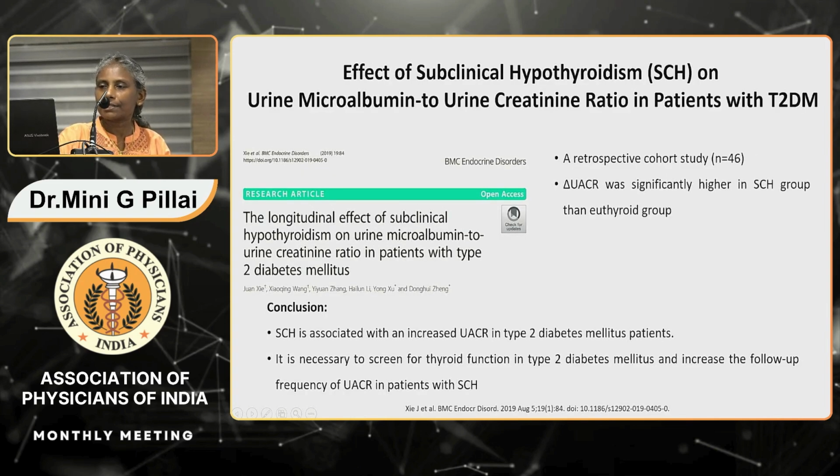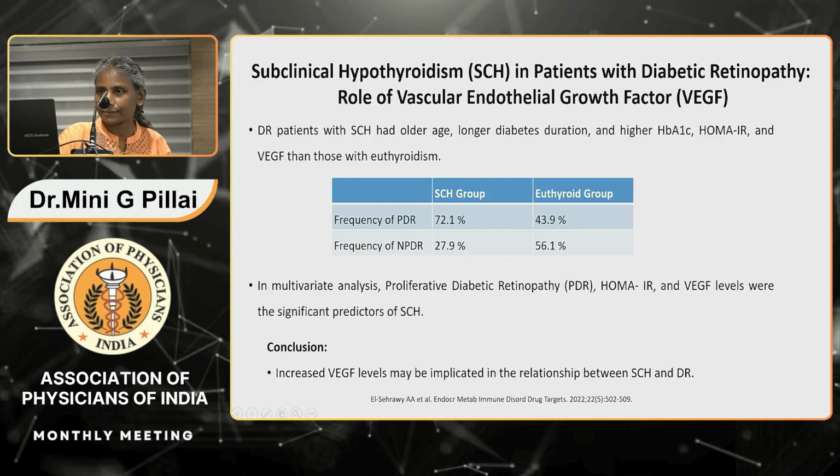This is a study which looked at the effect of subclinical hypothyroidism on urine albumin creatinine ratio. A retrospective cohort study, small numbers. Basically it found that subclinical hypothyroidism is associated with an increased UACR in type 2 diabetes patients, and it is necessary to screen for thyroid function in type 2 diabetes patients and increase the follow-up frequency of UACR in patients with subclinical hypothyroidism. And again retinopathy also.